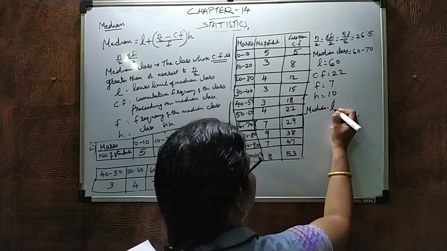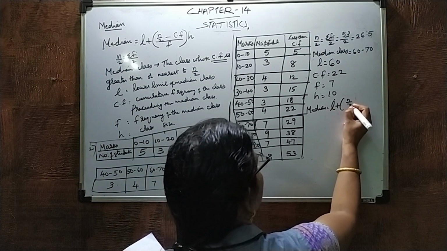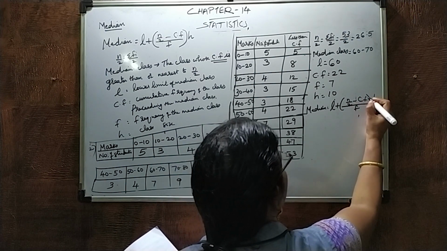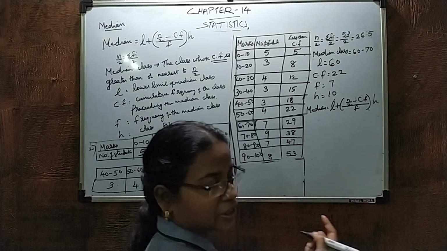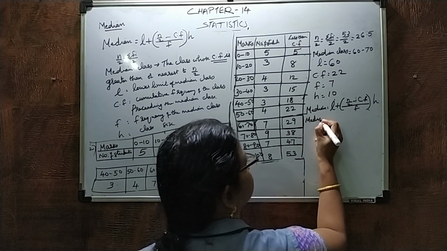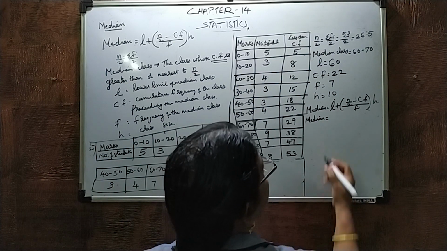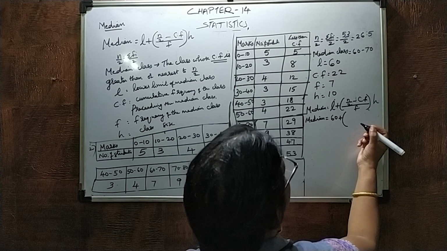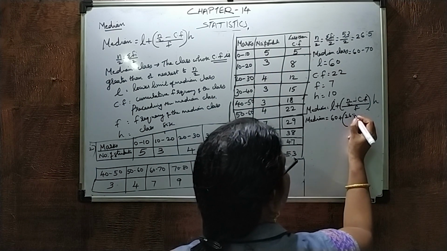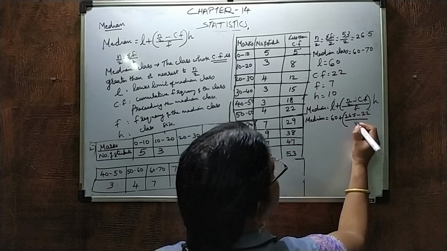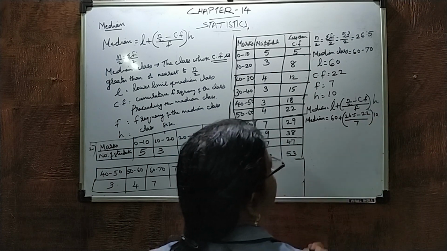First you write the formula: median equals L plus (n by 2 minus CF) divided by F, into H. So we will apply the numbers now. Median equals L is 60, plus n by 2 is 26.5, minus CF is 22, by F is 7, into 10.